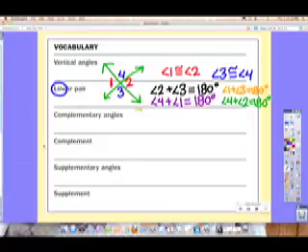Supplementary starts with an S. Remember, one of them stands for 90 degrees, and the other one stands for 180 degrees, and he showed me this trick.